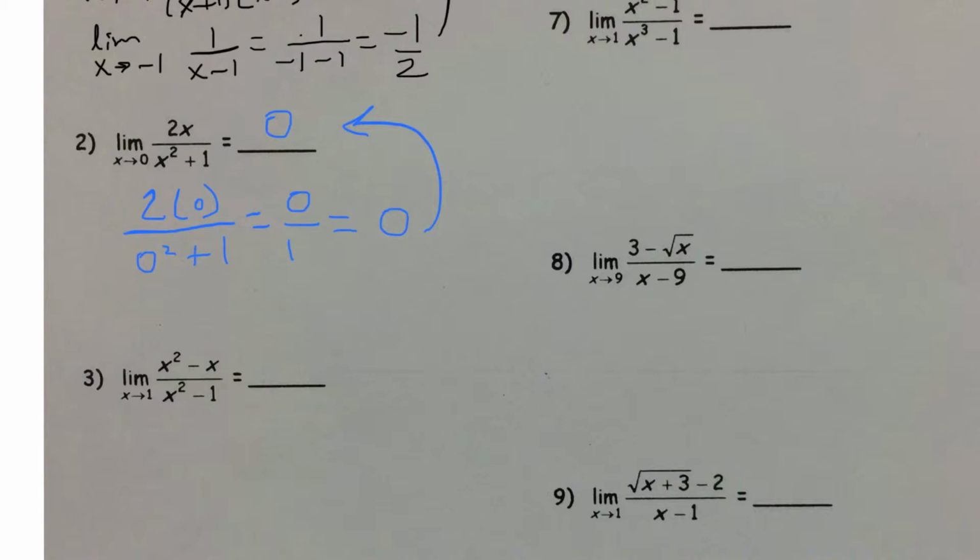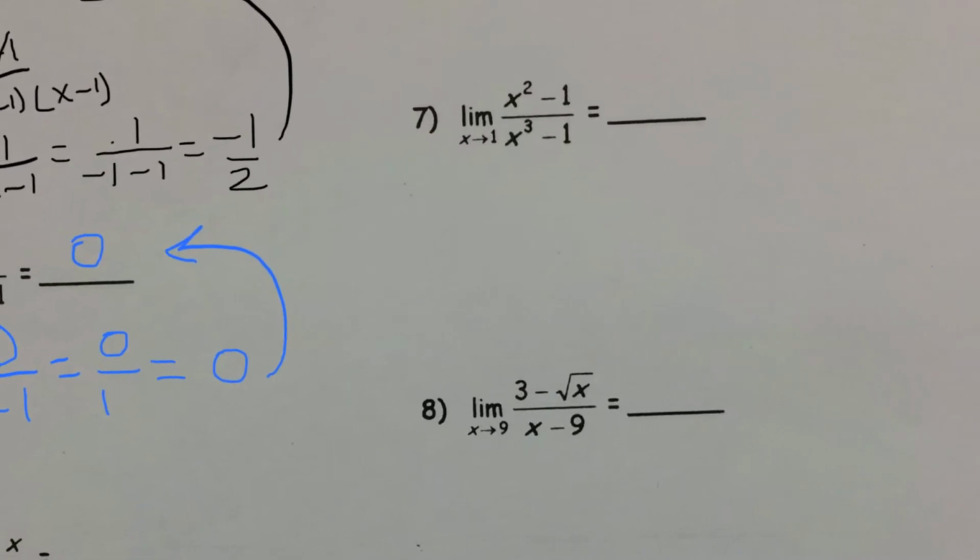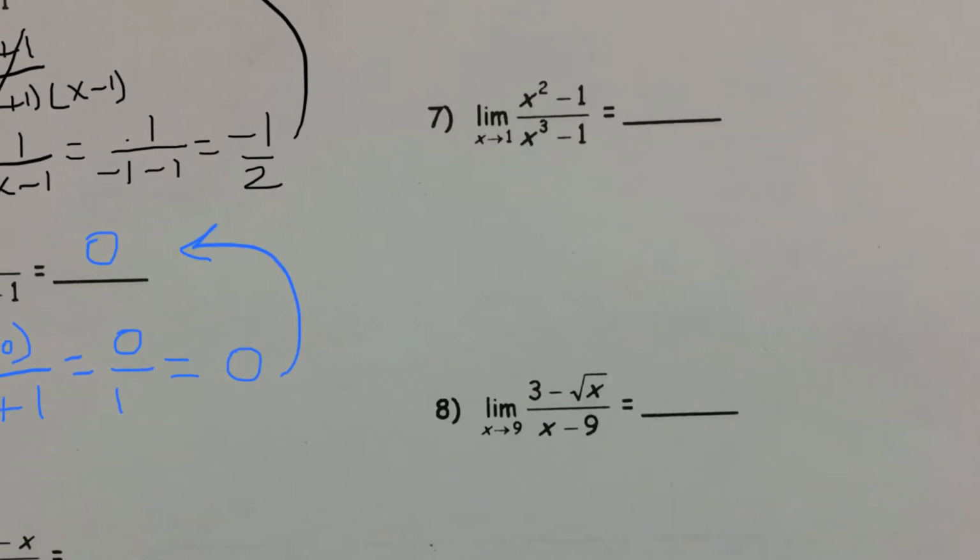Now I'll move on to something like example 7. Let's see what we can do with example 7. It's the limit, as x approaches 1, of that one fraction with the two expressions. On the numerator we have a difference of squares, on the denominator we have a difference of cubes, and we talked about difference of cubes in class. So let's see if you remember how to factor this out.